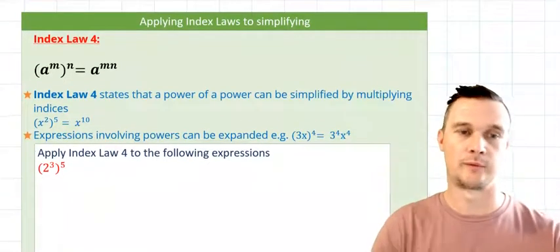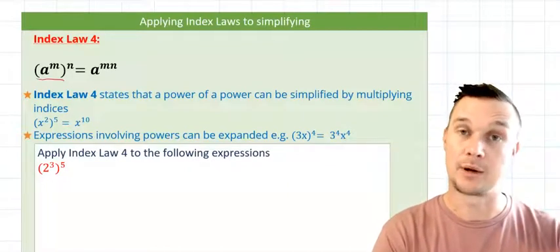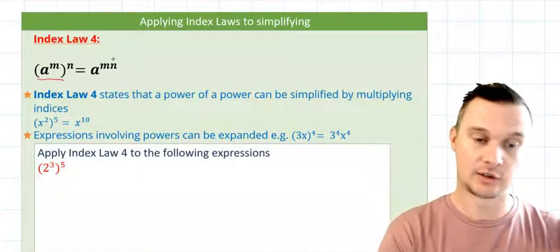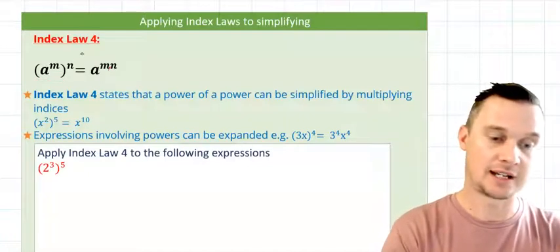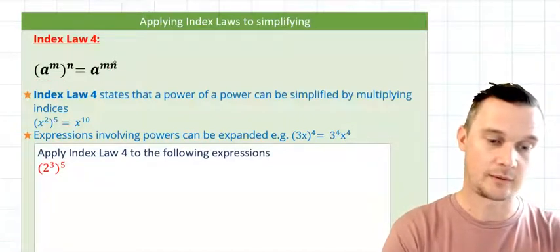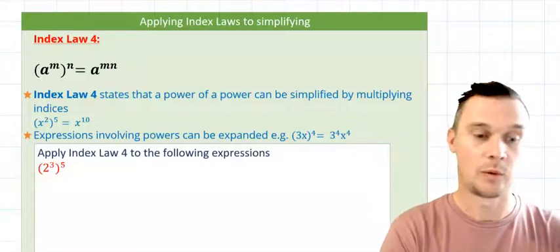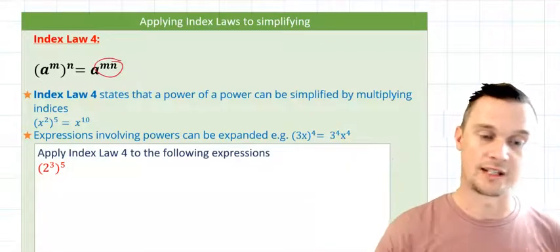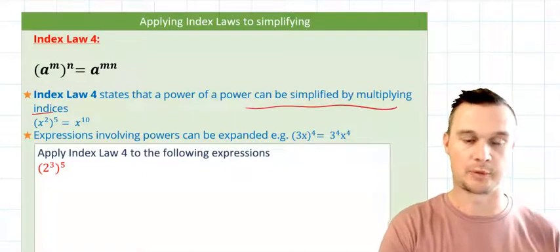And index law 4 states that a to the power of m in brackets to the power of n is the same as saying a to the power of m times n. So now in index law 1, we had a to the power of m plus n. When we have a power to a power, we're actually multiplying those together. So it states that a power of a power can be simplified by multiplying the indices.